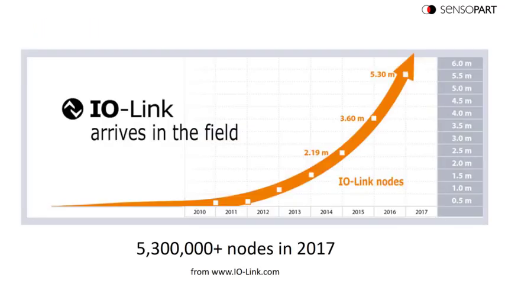At the end of 2017, there were more than 5 million IO-Link nodes out there in the world, so it's already arrived. And it's really thanks to PLC manufacturers. A couple of the big ones decided to start pushing it, and some sensor companies started to push it, and many people started making IO-Link masters.